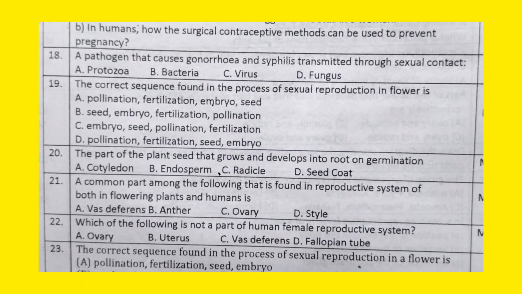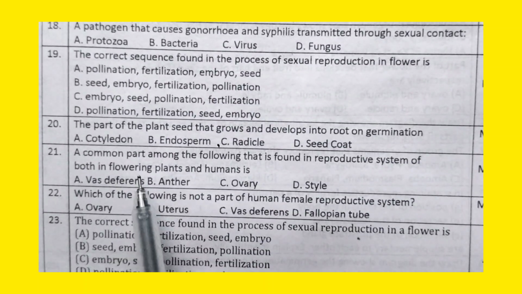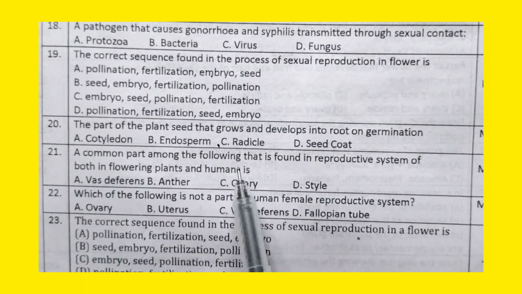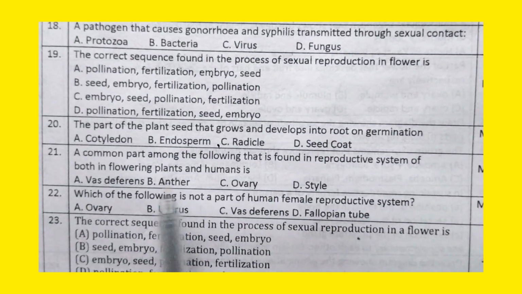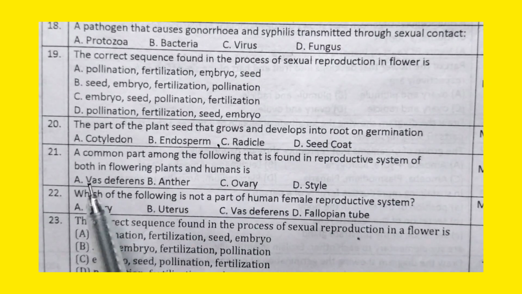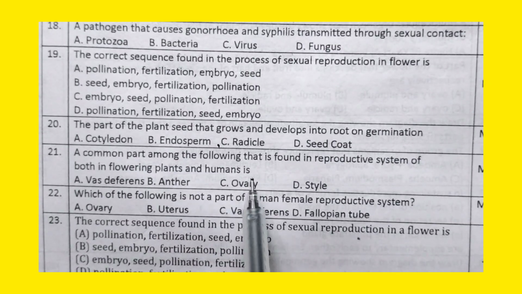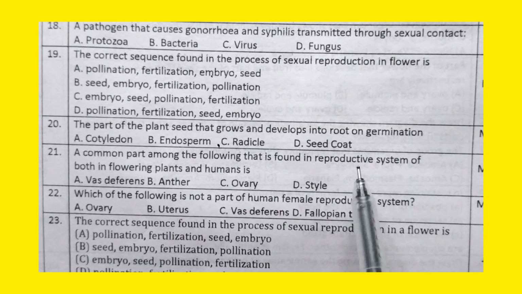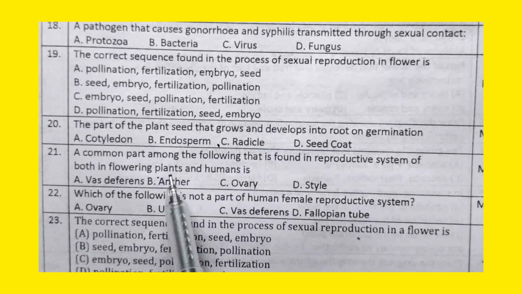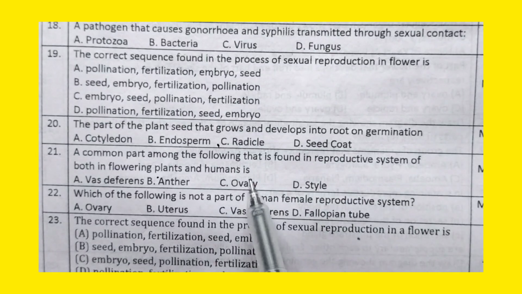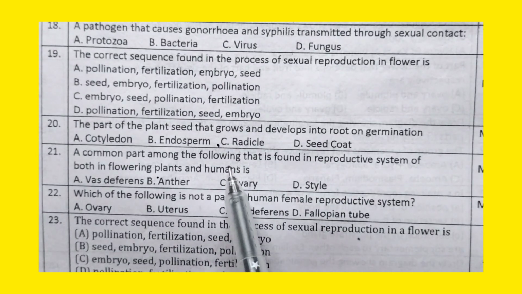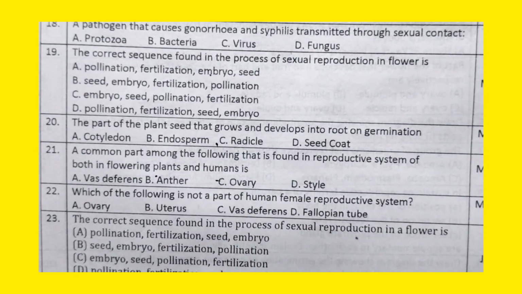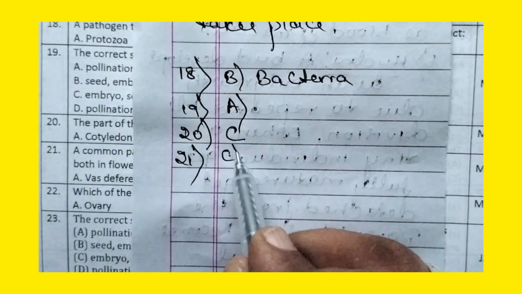The 21st question is: a common part among the following that is found in the reproductive system of both flowering plant and human is. That is ovary. Ovary is present in flowering plants and it is found in humans also. Therefore the right answer for the 21st is option C, ovary.